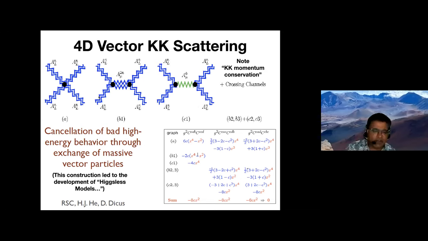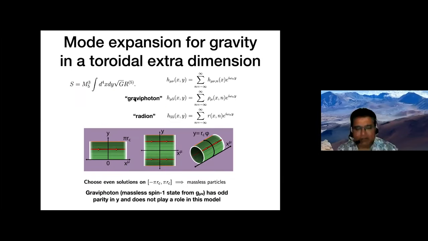At some level, scattering at level n requires states at level 2n, but scattering 2n with n would require 3n, et cetera. There's no way to truncate that theory. You need an infinite set of states. So we can do the same thing in gravity. For the moment, although we're interested in RS, let me first do the toroidal case because it's simpler.